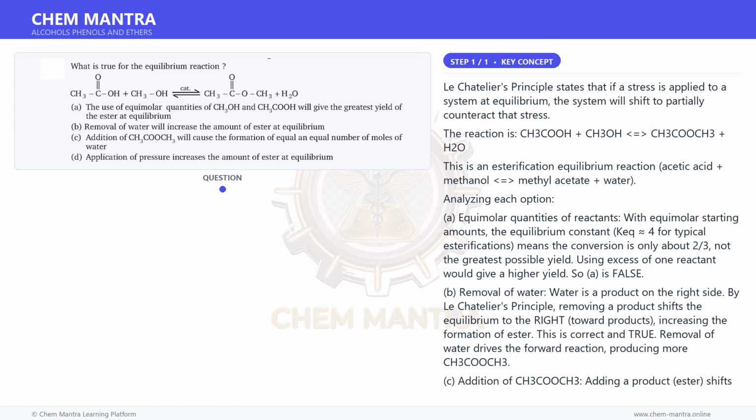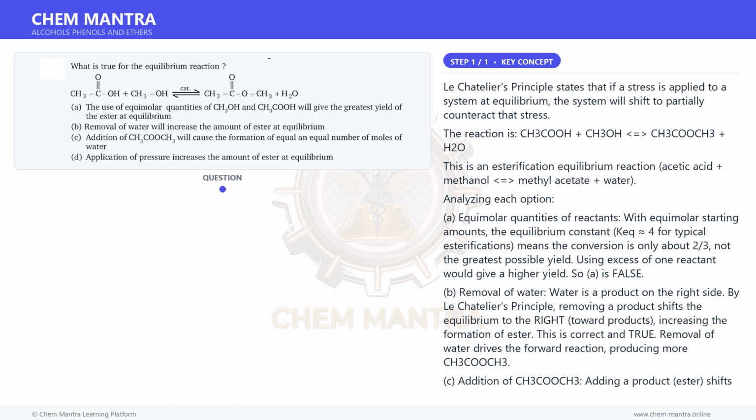B. Removal of water. Water is a product on the right side. By Le Chatelier's principle, removing a product shifts the equilibrium to the right, toward products, increasing the formation of ester. This is correct and true. Removal of water drives the forward reaction, producing more CH3COOCH3.